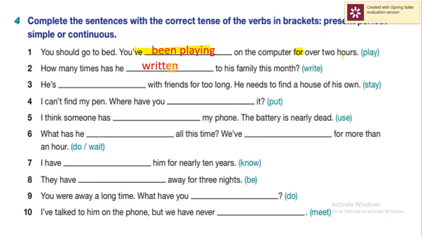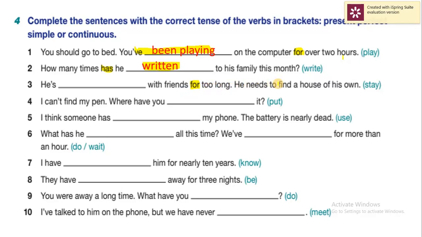Why has he written? Because here there is no need for an ing because of the meaning. Okay, and here we have the verb of this sentence. It is has, and we have written, and this is the form, if you remember, of the present perfect. Now the coming one. He's stayed with friends for too long. Here we have for, so this means it should be in the, yes, let me listen, present perfect continuous. Yeah, very good. Too long.